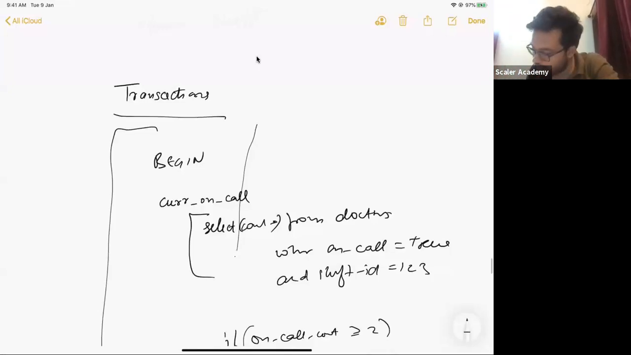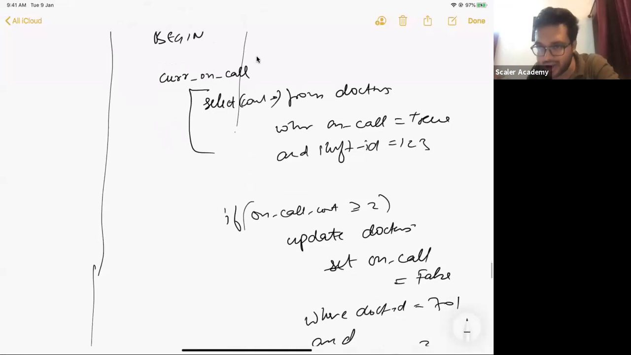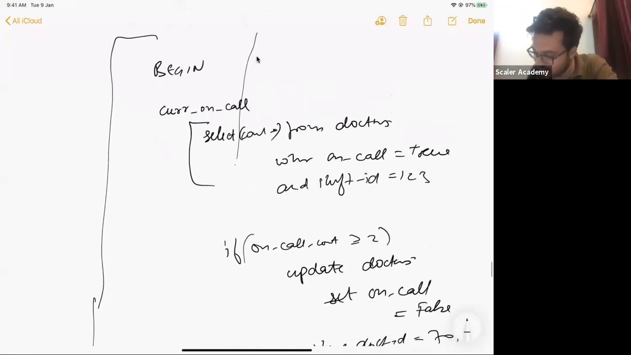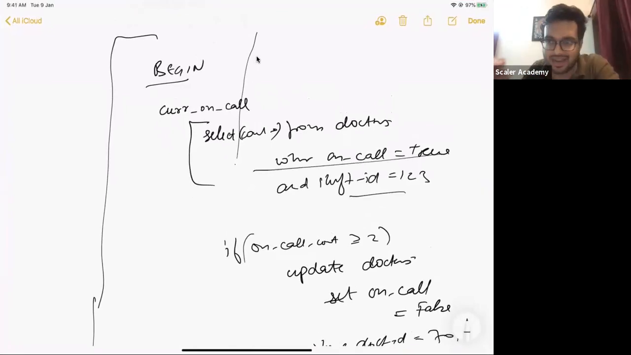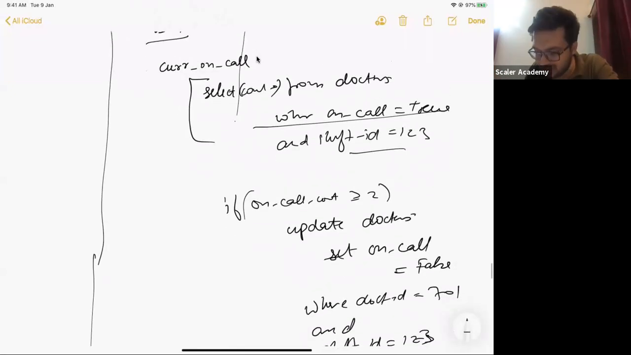So what did we do? We actually wrote a SQL query, not a query, basically a combination of queries. So we said that first of all, what would you do at the beginning of your transaction? You will figure out, "accha batao yaar, in this shift how many people are on call." So you'll just select the count star of all the people who were on call at that particular shift. This is the first statement that you do.